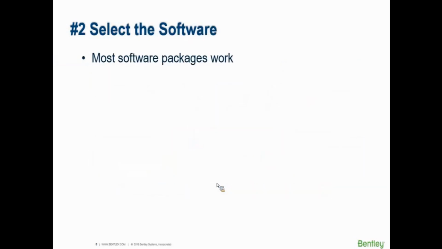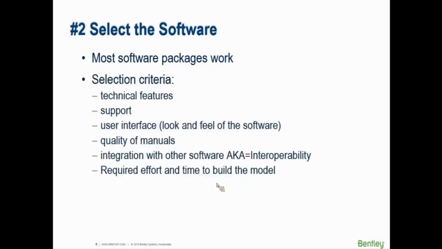Select the software, and here's the first spoiler alert again. Most software packages work. They all use Hazen-Williams. They're probably going to come up with some of the same decimal place accuracy. Whether it's Hazen-Williams or Darcy-Weisbach or whatever hydraulic formula it's using, it's probably going to come up with the same values. However, how you got there, the journey, how easy it was, and how you represent and easily use or recycle that information for future designs, that's where the differences in software start coming in.